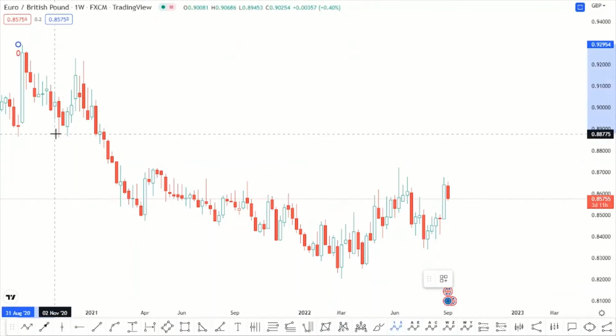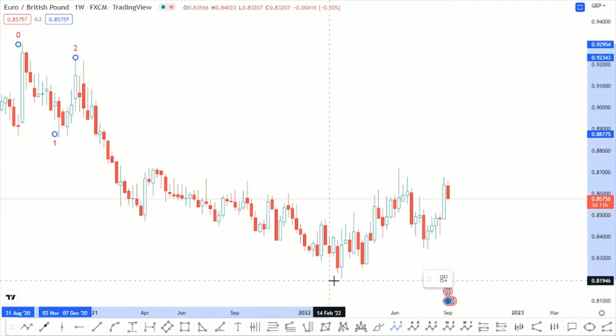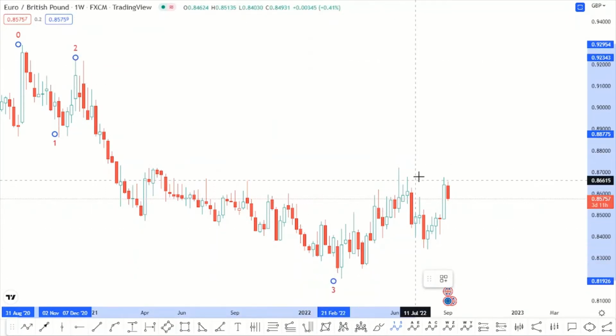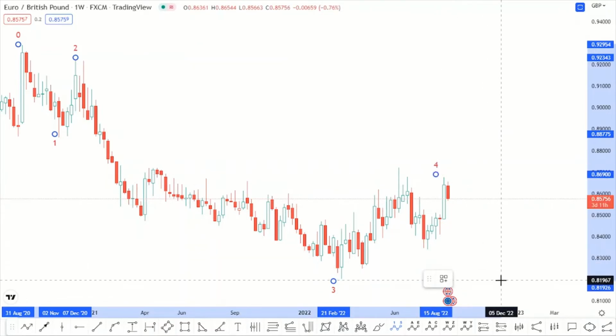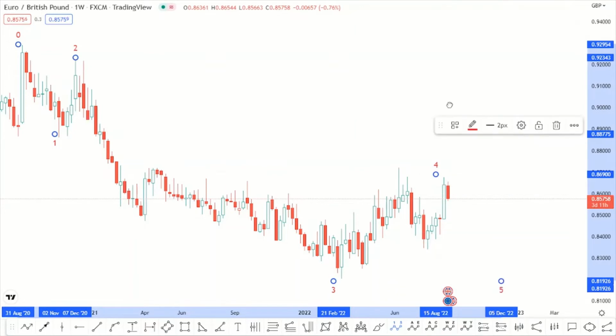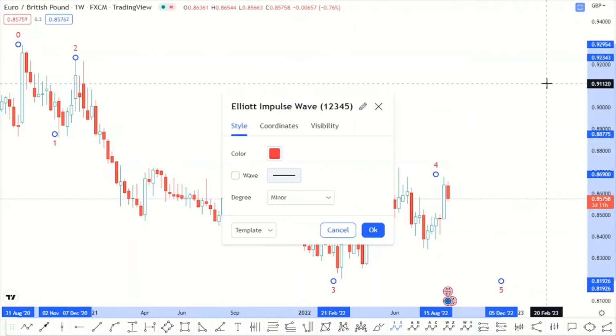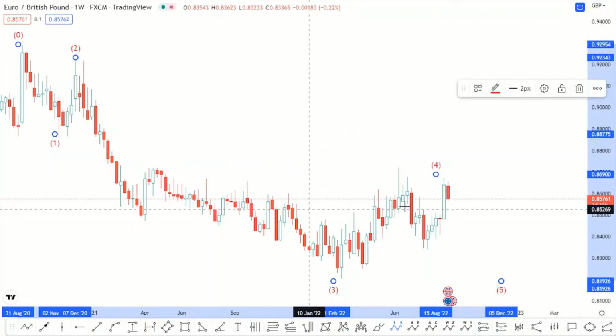It starts over here, 1, 2, and the longest wave is 3, 4, and then we need to make 5. So actually 5 is now in the making. We are terminating with 4, so we're about to make 5, as it is tempting to fall. I'm going to change the degree to intermediate so we can actually see these waves.